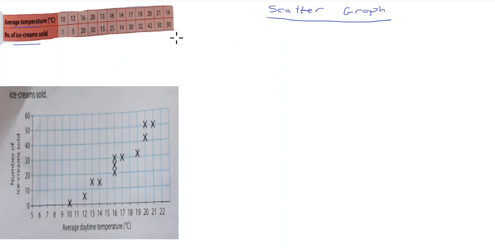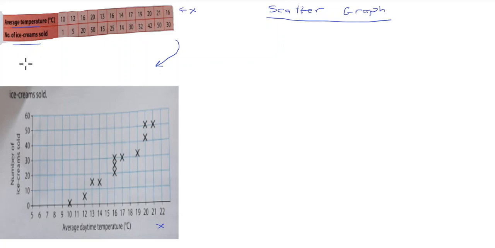Now what we can do is we can take this data and we can represent it like this, which is what's known as a scatter graph. So if we think about graphs in general, you have an x-axis along the bottom, which in this case represents temperature, or average daytime temperature. So this temperature data is all represented on the x-axis.